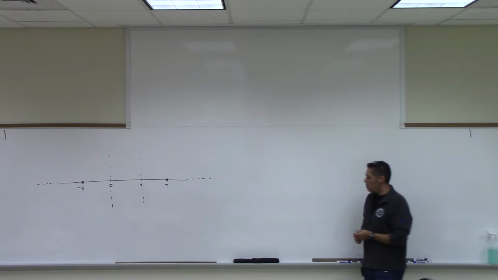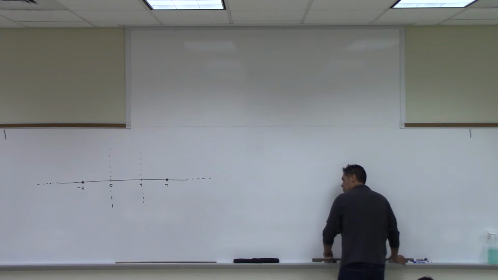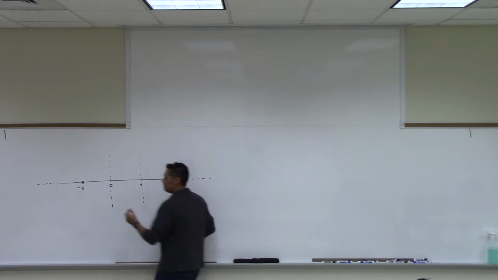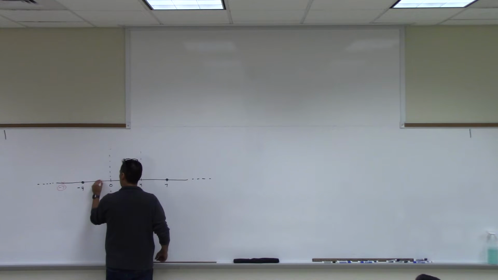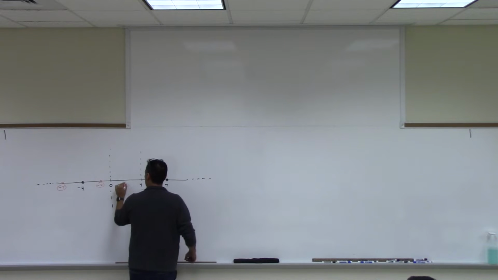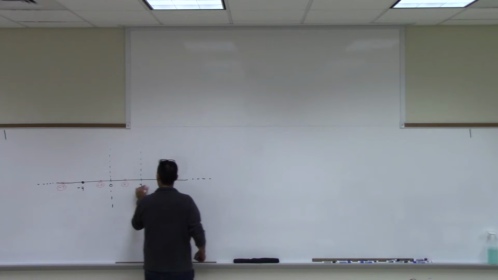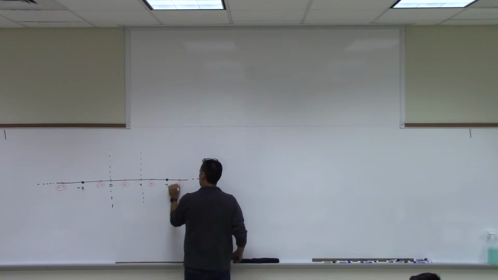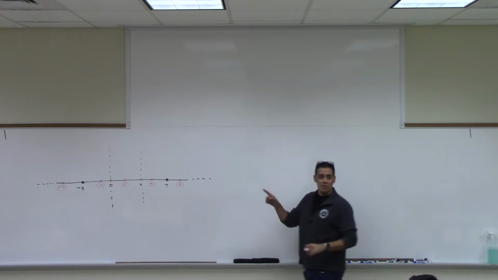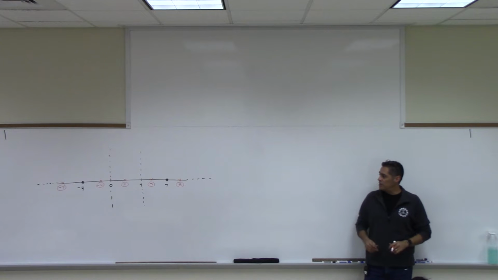So you did test points. What test points did you use? Again, -7, -2, +2, +5, +8. All right, and you have to take those numbers and plug those into the original function.